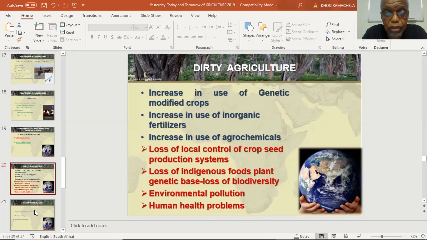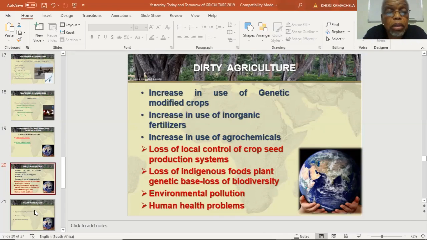It means communities are not able to retain their genetic materials. They have to have cash to buy the GMOs, and they have to have cash to travel to get GMOs from the nearest seed producer, as opposed to a natural seed production system where communities retain seed, particularly with open pollinated varieties. Right. So there's also loss of indigenous foods, plant genetic base, loss of biodiversity, natural ecosystems.